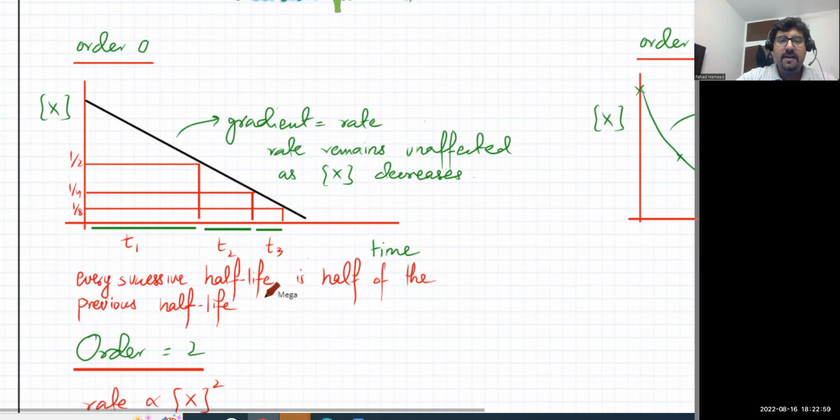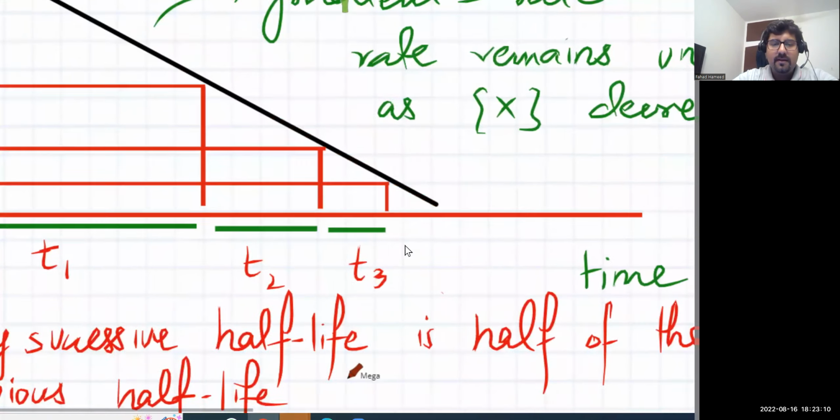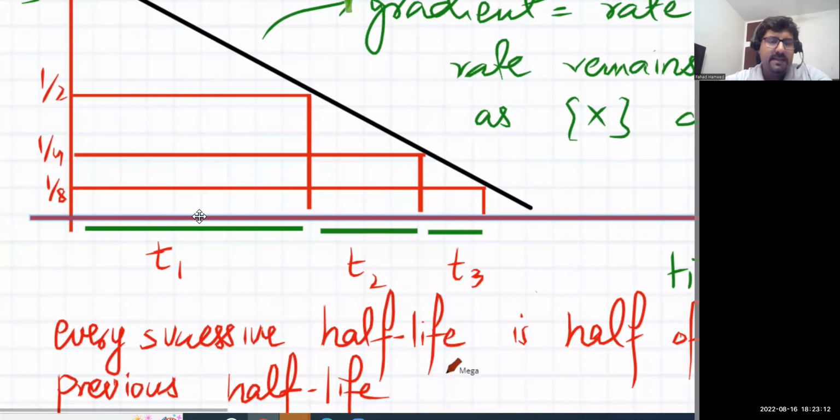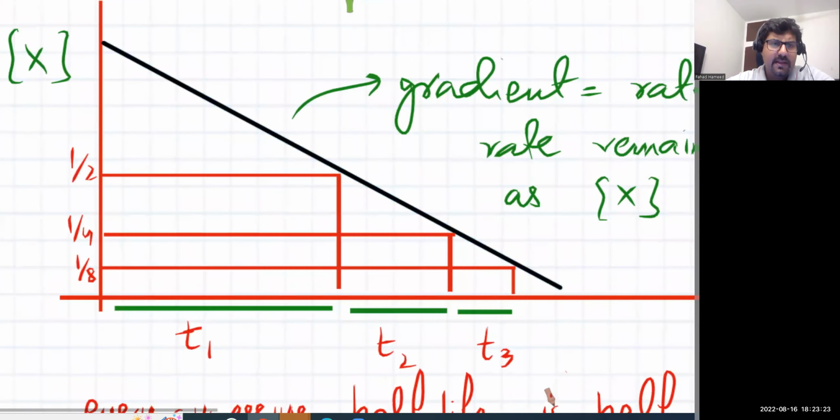Every successive half-life, T3 starts at this point. Okay, this is T3. Like this, from T equal to 0 to this point over here, that's the first half-life. That's the time required for the concentration to decrease by half. This was your starting concentration, right? So it took this much time for the concentration to decrease by half.